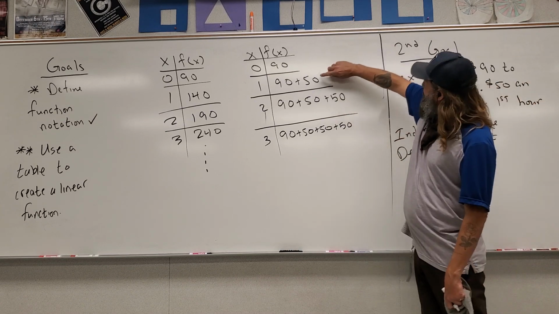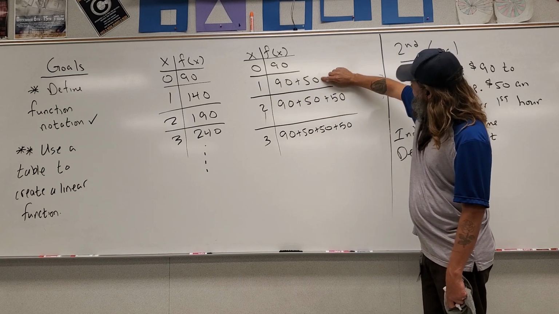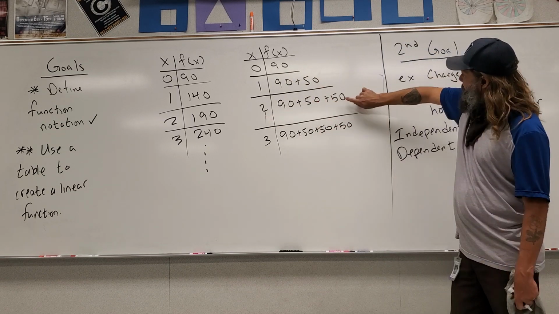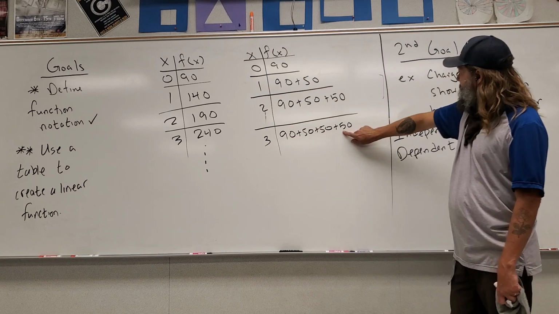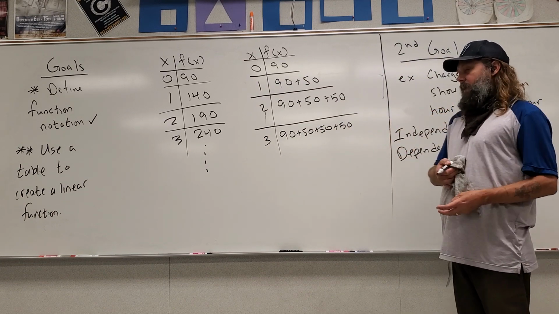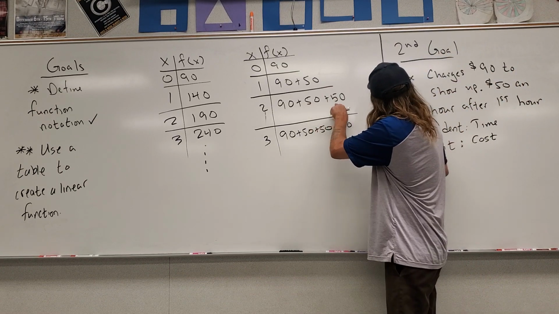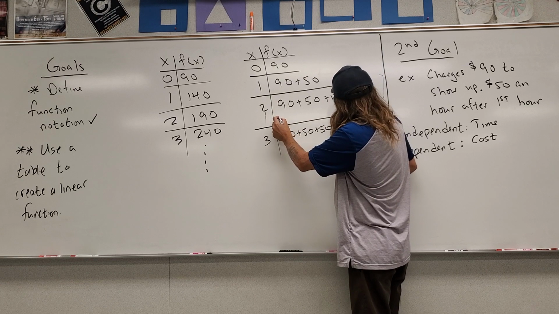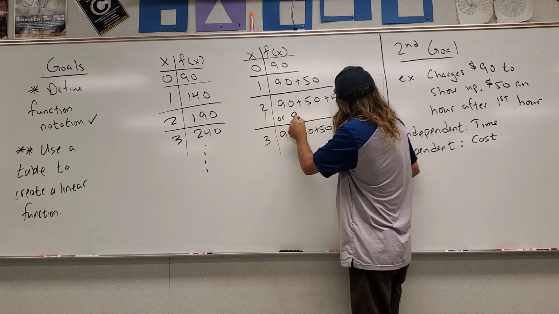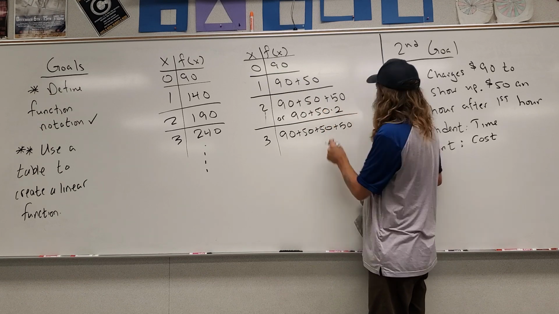So here I have one row on my first hour, or after my first hour, I have 150. After my second hour, I have 250. After my third hour, I have 350. Now, we can actually simplify this. Notice that 50 plus 50 is the same as 90 plus 50 times 2.